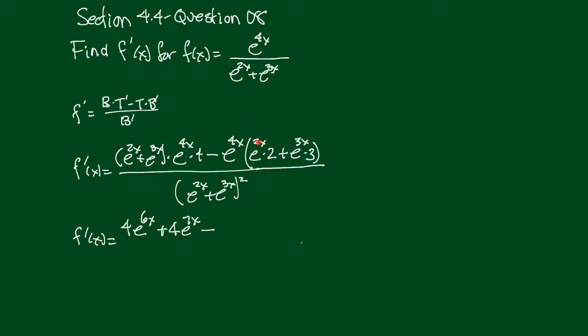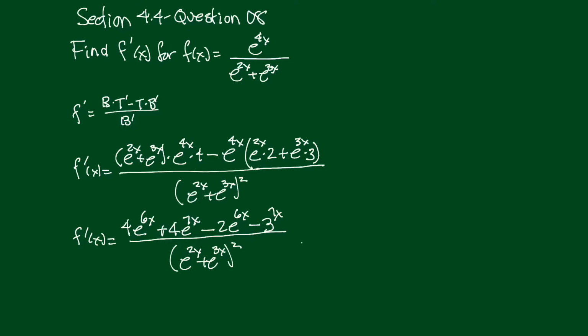If I take this one through, I'll get a 2 e to the 4x, e to the 2x is 6x. So I'll get 2 e to the 6x, and then minus again over here, but I got that 3. And then again, e to the 4x, e to the 3x, two powers with the same base, add those exponents, getting 7x, all over that denominator squared, e to the 2x plus e to the 3x, squared.